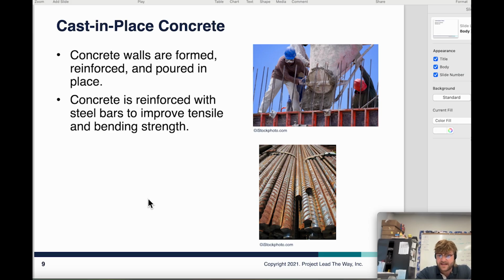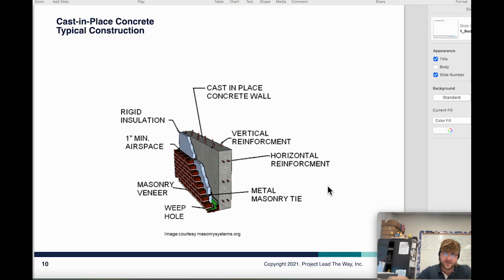But just as we were saying, tensile strength of concrete, pretty poor, right? Compression strength of concrete, very good, but the tensile strength is pretty bad. And so that's why we use that reinforcement bar. And so you can see here, there's the rebar. So this is just an example of cast-in-place concrete.